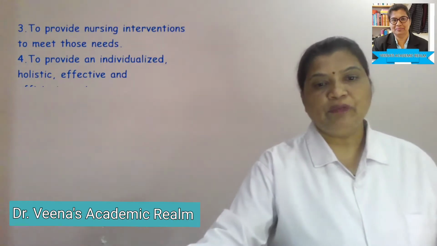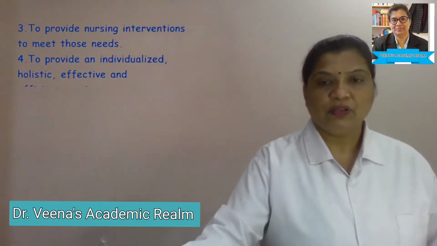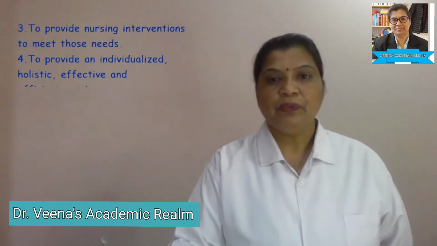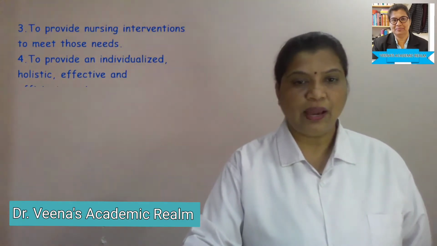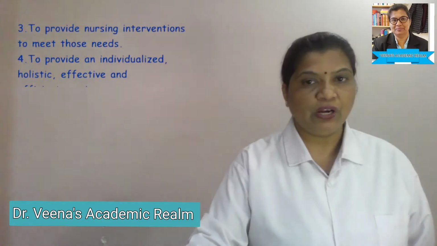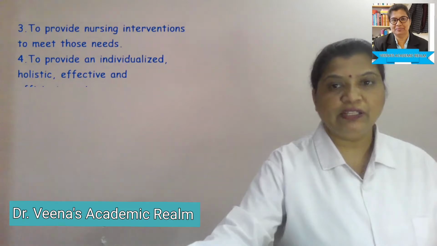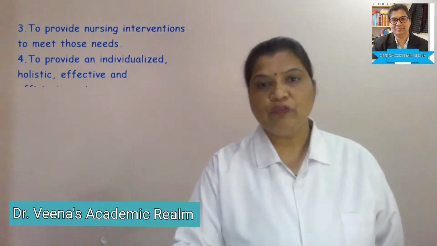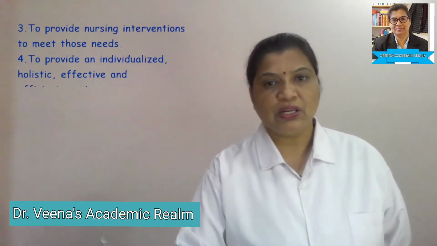The next is to provide individualized, holistic, effective and efficient nursing care. This is very necessary, that we should have a holistic approach when we are caring for the patient, and we should be very efficient and effective while giving care. If we don't plan the care for the patient and don't identify the need of the patient, it is very difficult to give care to the patient. So we need to identify the need and we should provide effective care to the patient. So these are the purposes of nursing process.